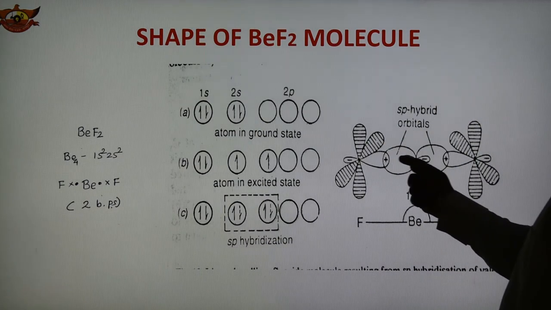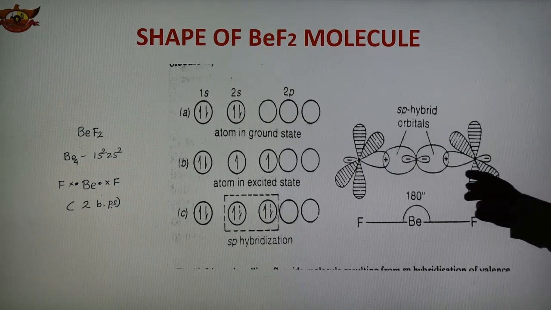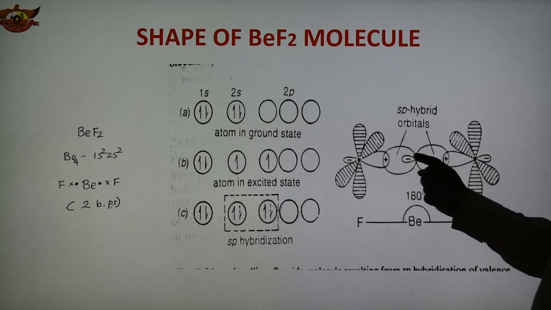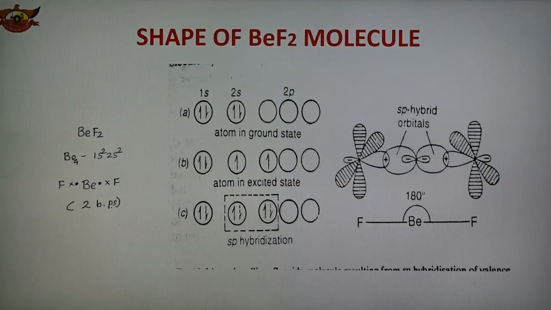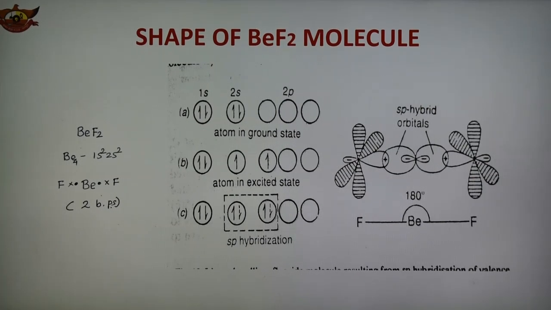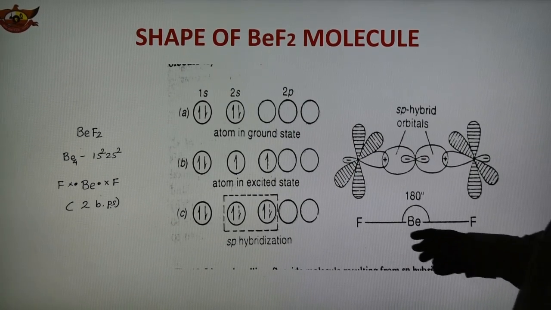So here the overlapping is shown. This is the sp hybrid orbital. The s and p orbitals overlap here. This is one sigma bond, and this is another. The orbitals of beryllium and fluorine overlap, and this is the linear shape. So the presence of 2 bond pairs of electrons gives a linear molecule with a bond angle of 180 degrees. In a linear shape the bond angle is 180 degrees.